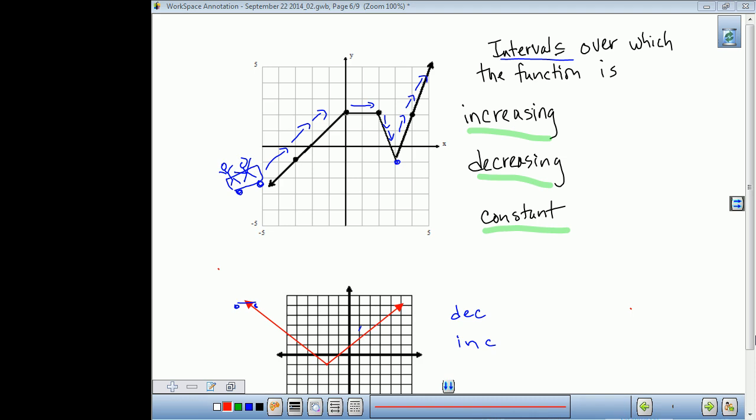So when we're looking to find the intervals over which a function is increasing, decreasing, or where that function might remain constant, I think about it as going on a little roller coaster ride at the fair.